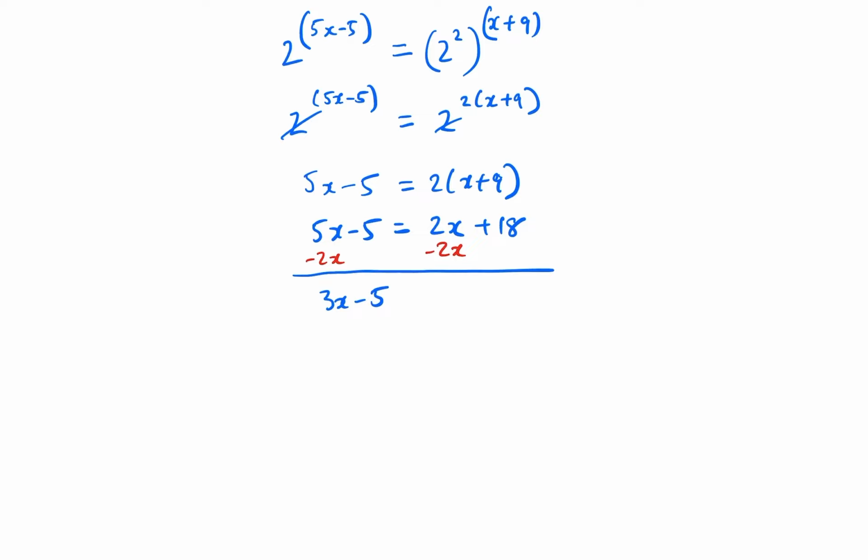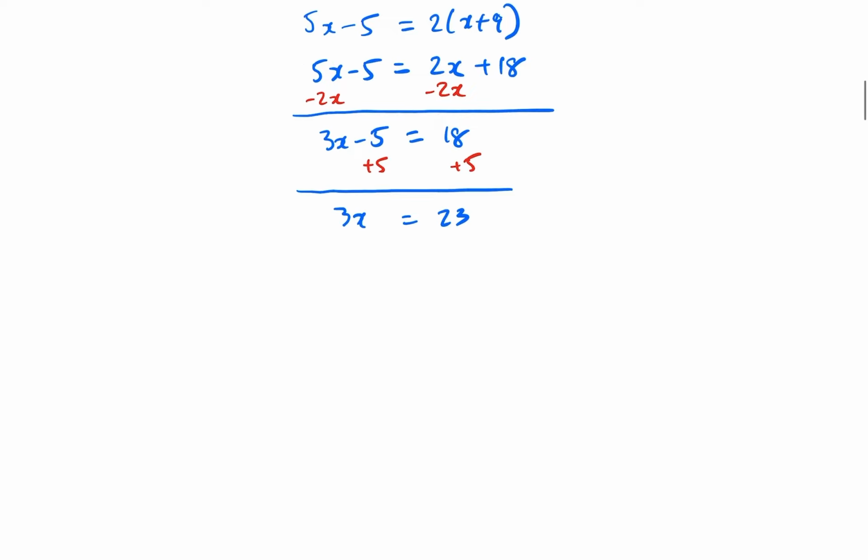we get 3x minus 5 is equal to 18. And then if we add 5 to both sides, okay, then we're left with 3x is equal to 23. And then finally, dividing both sides by 3, we isolate x and get x is equal to 23 over 3, okay? And so this becomes the answer to this problem. Okay, let's move on to another problem.